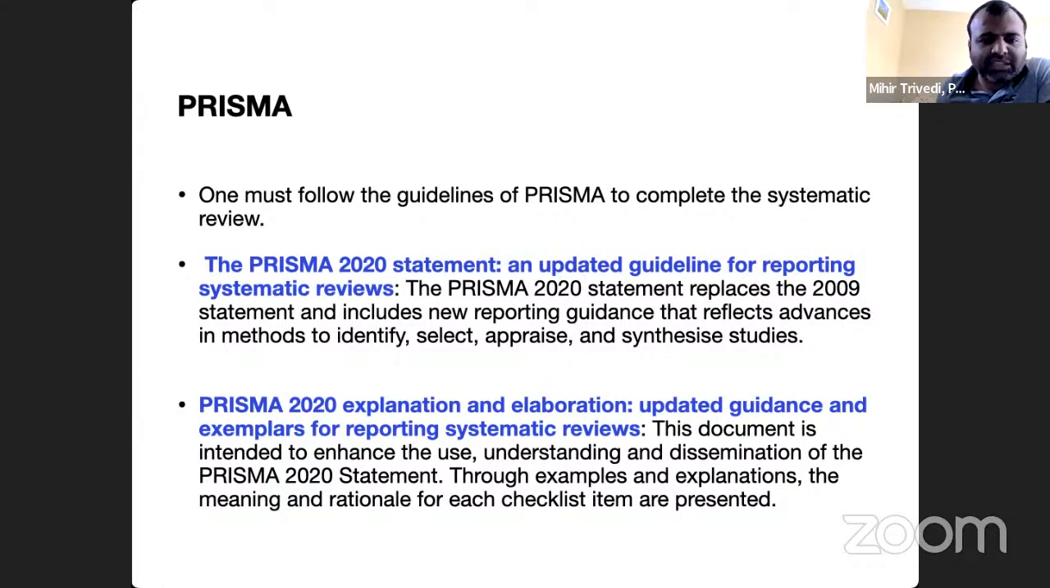PRISMA 2020 explanation and elaboration, updated guidance and exemplars for reporting systematic reviews. This document is intended to enhance the use, understanding, and dissemination of the PRISMA 2020 statement through examples and explanation. The meaning and rationale for each checklist item are presented. I will try to update or send a link in the chat box for both of these documents.